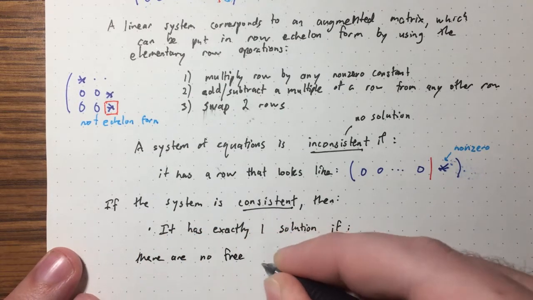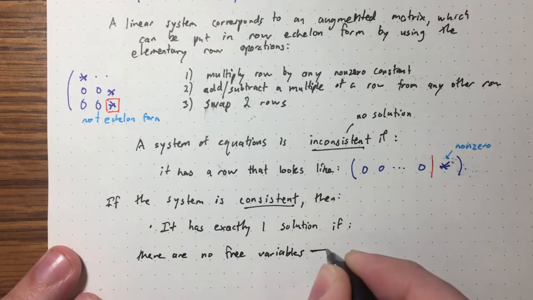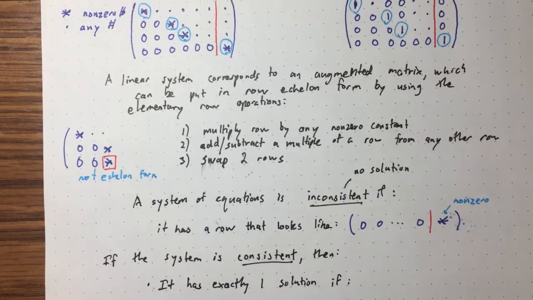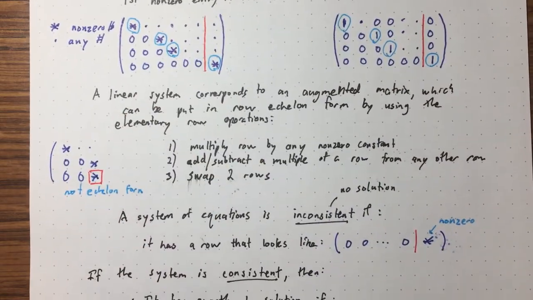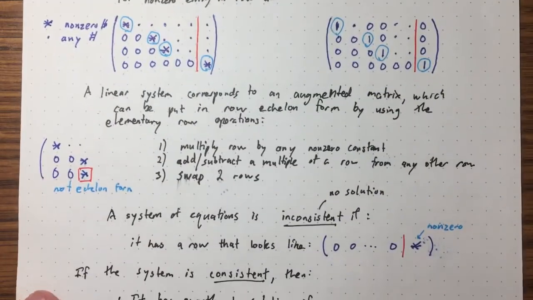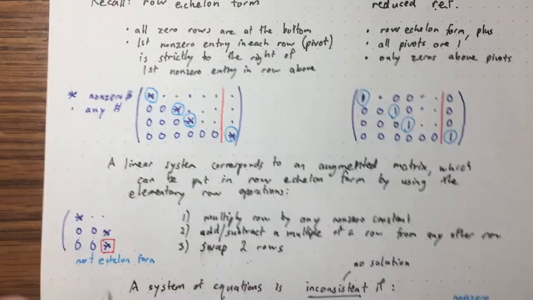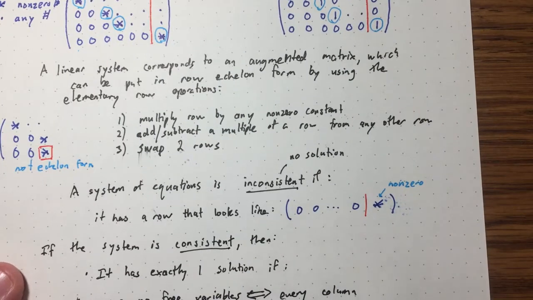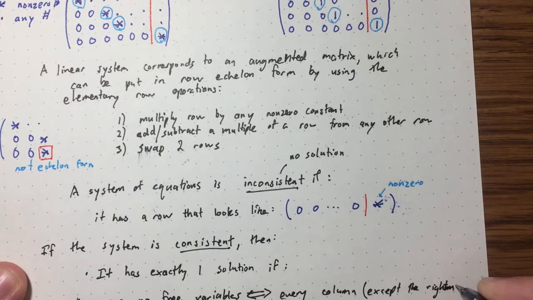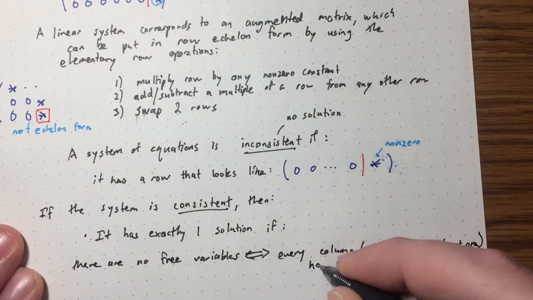There are no free variables. And how do we see that in a matrix? Well, saying there are no free variables is the same thing as saying every column has a pivot. Well, except this rightmost one. So every column in this left part, every column except the rightmost one, if we were dealing with an augmented matrix, has a pivot.